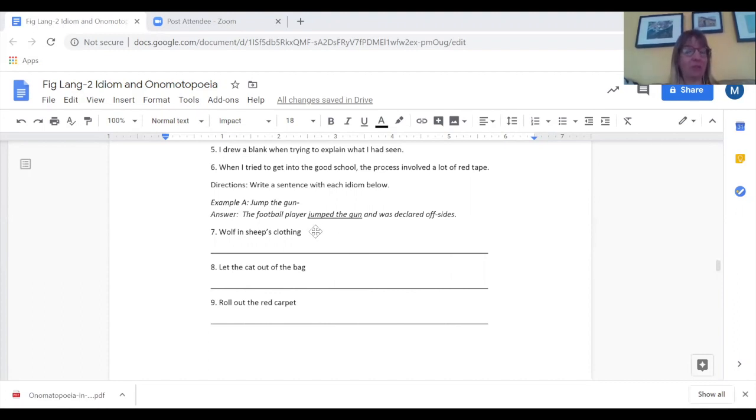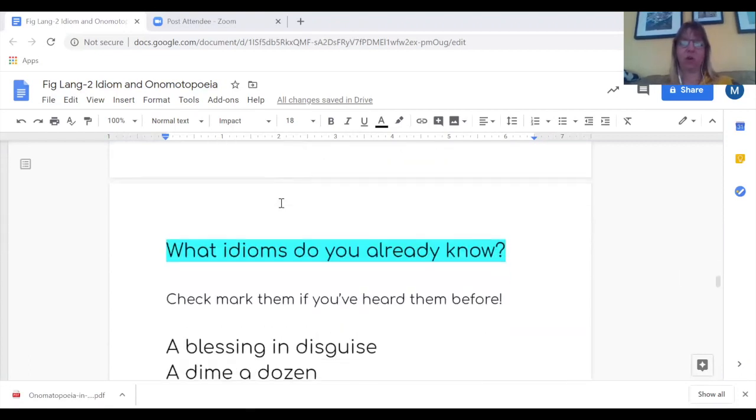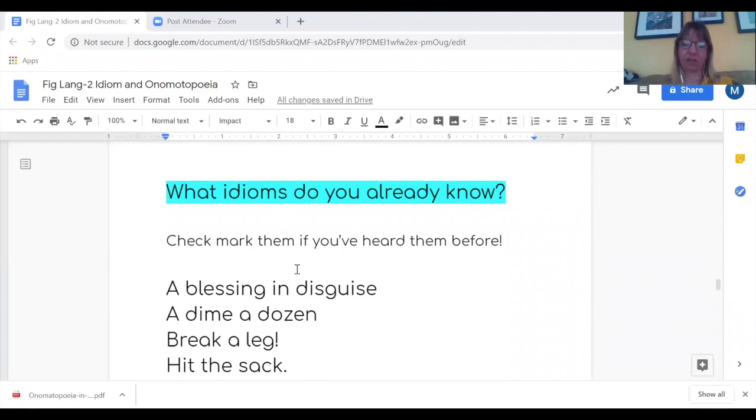Surely you have an experience in your life that you could write that sentence. Or roll out the red carpet, and kind of put together, make it all fancy, like do everything that you possibly can. All right, so let's look and see what idioms you already know, because I bet you know hundreds of them.